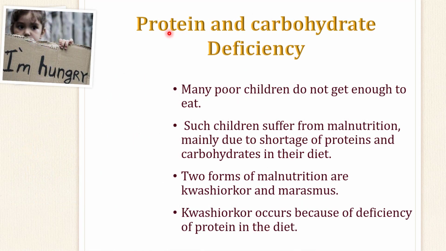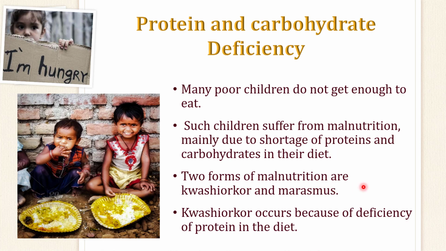Now let's talk about protein and carbohydrate deficiency. Many poor children do not get enough food to eat. As you can see in this image, a girl is showing a board that says she is hungry. Such children suffer from malnutrition, mainly due to shortage of protein and carbohydrate in their diet.